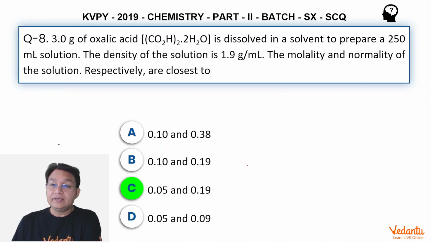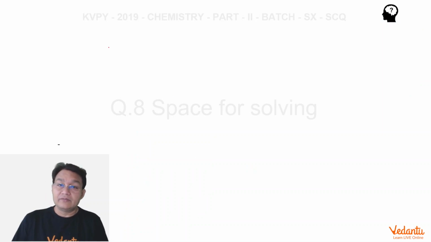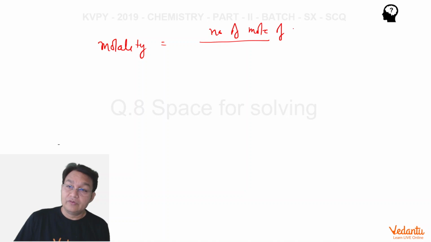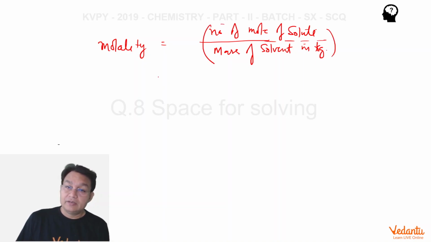So for molality, let us find out the molality. Molality is equal to number of moles of solute divided by mass of solvent in kg. We have already calculated the moles of solute, which was 3 upon 126 mole.